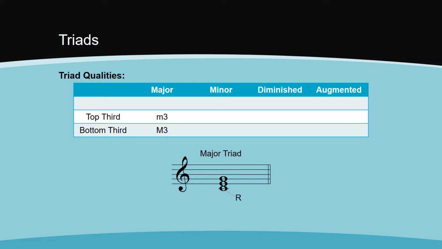We call the middle pitch the third because it is a generic third above the root. We call the top pitch the fifth because it is a generic fifth above the root. One last thing to note about a major triad is that the fifth between the root and the fifth of the triad is perfect. If we swap the position of the thirds and now place the minor third on the bottom and the major third on top, we have created a minor triad. The distance between the root and the fifth is still a perfect fifth.